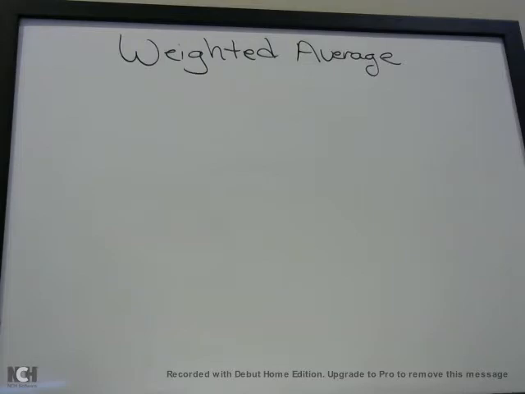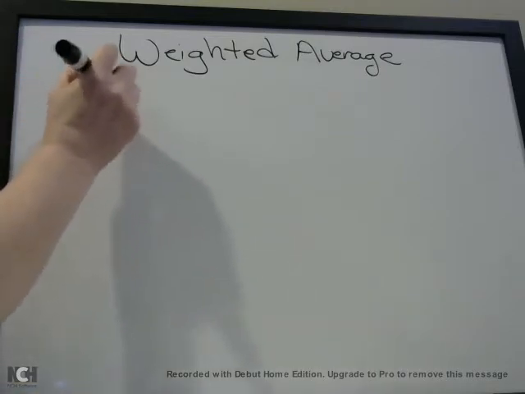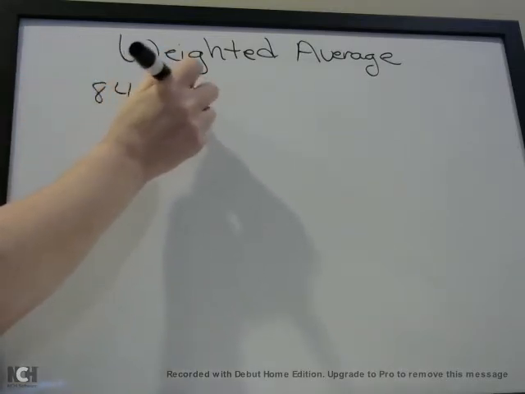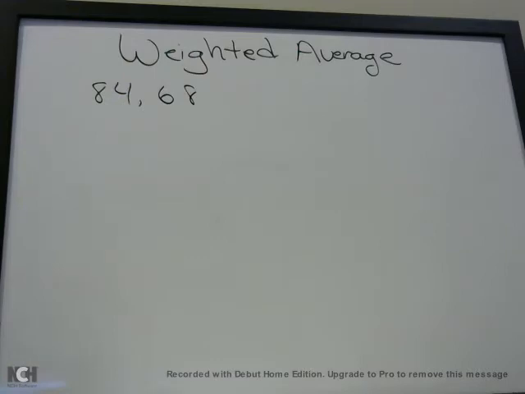How we are figuring this out is really the same as doing a regular mean, but because a regular mean has equal weights, we can simplify the process. But I just want to show this to you. So let's, for example, say we have two numbers, 84 and 68.